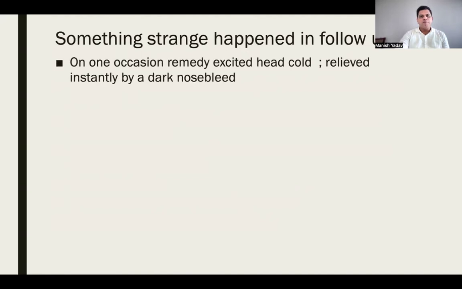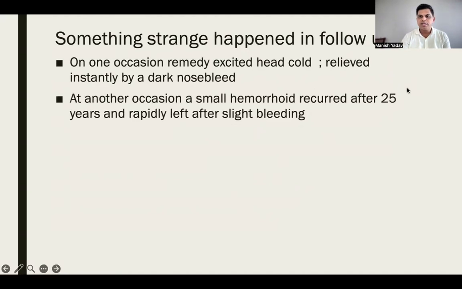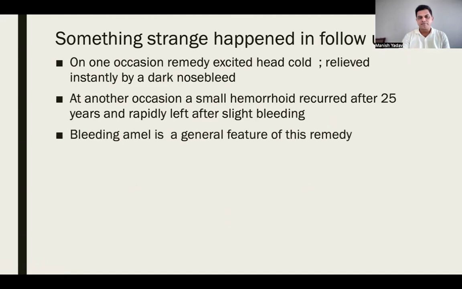Something strange happened in the follow-up. On one occasion, remedy excited head cold, relieved instantly by nosebleed. So what happened is that he got coldness of the head. It was relieved by nosebleed. This is strange, right? And on another occasion, a small hemorrhoid recurred after 25 years and rapidly left after slight bleeding. So he had a hemorrhoid, which was an old symptom, recurred. It bled and then it disappeared.